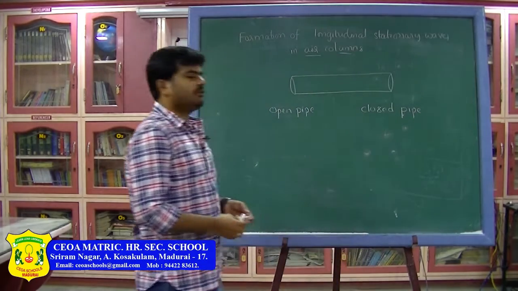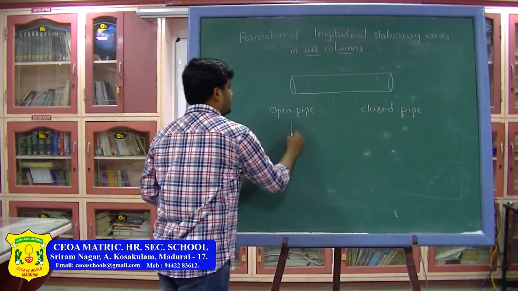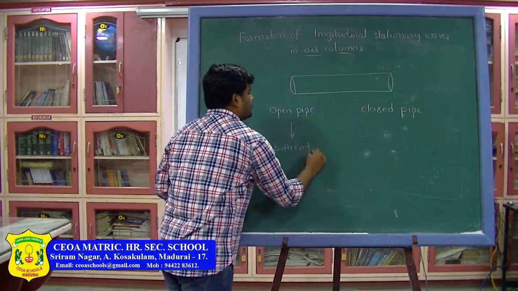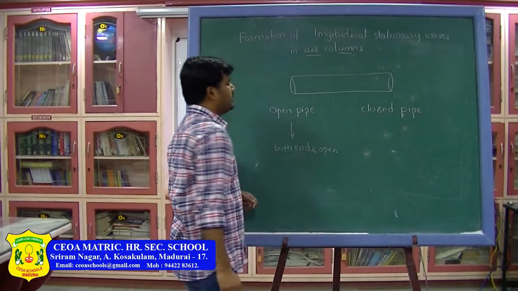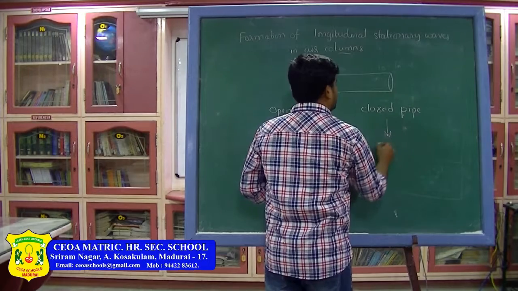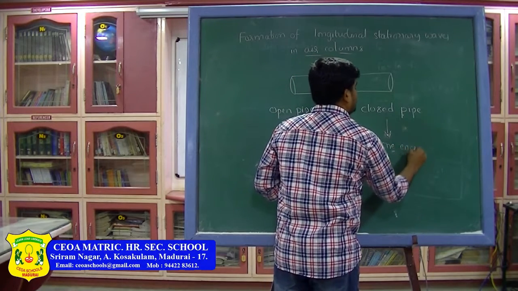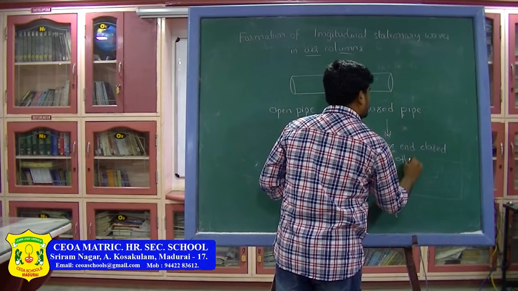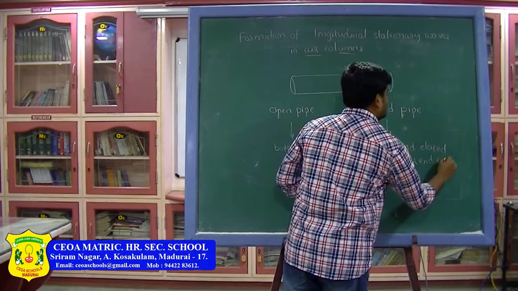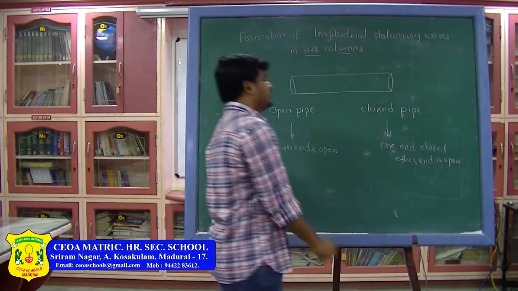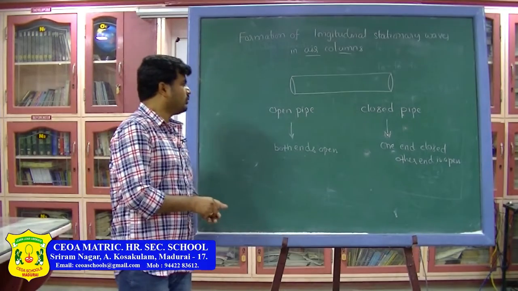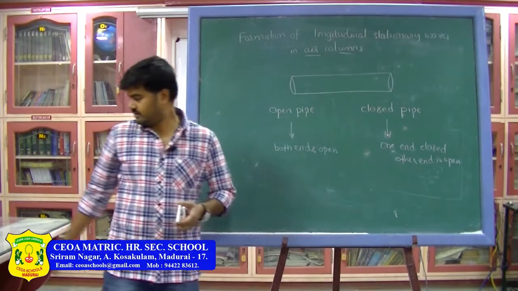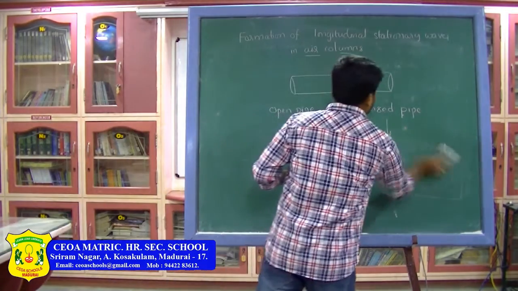An open pipe is one which is open at both ends. If an organ pipe is open at both ends, it is called an open organ pipe, and if one end is closed and the other end is open, it is called a closed organ pipe. Now, let us see the first one, the open organ pipe, how the stationary waves will form and how to calculate frequencies.